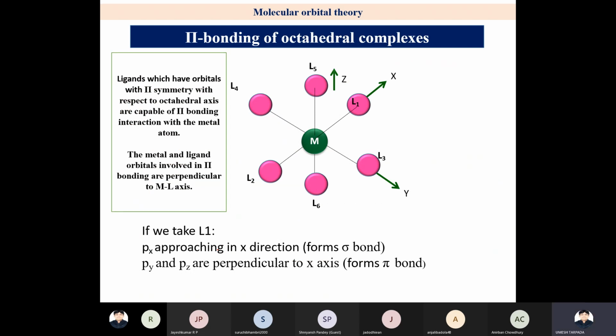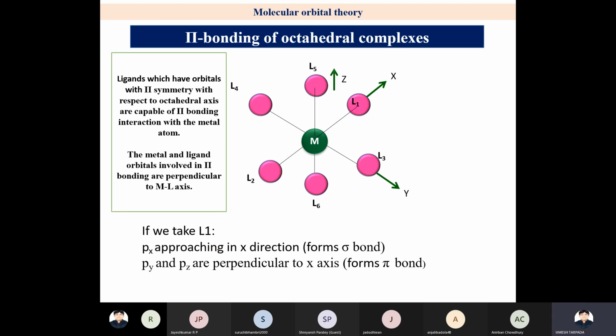What happens in pi bonding? So ligands which have orbitals with pi symmetry with respect to the octahedral axis are capable of pi bonding interaction with the metal atom. For pi bonding, the ligand needs to have orbitals with pi symmetry; only then will it interact with the metal and a pi bond will form.